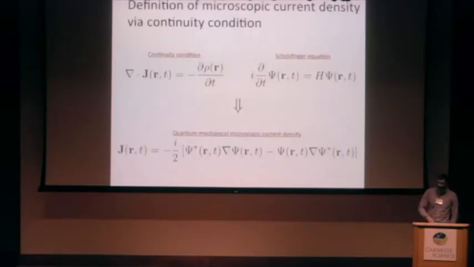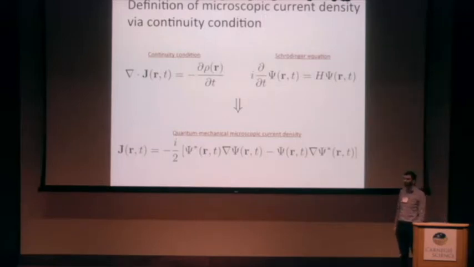If we want to calculate the current density, we can start from the basic definition of current density in quantum mechanics. We know that current density is defined by the continuity condition, which just specifies that if the charge density changes, then a current has to flow. If we combine this with the time-dependent Schrodinger equation, we get this familiar form of the microscopic quantum mechanical current density, which depends on spatial derivatives of the wave functions. So this is all textbook material.